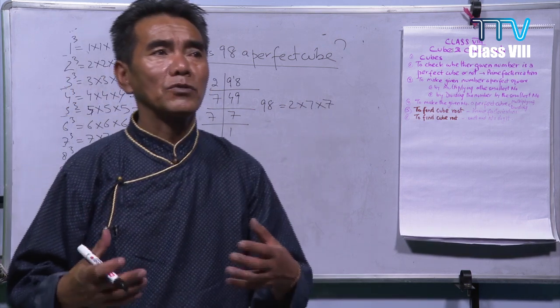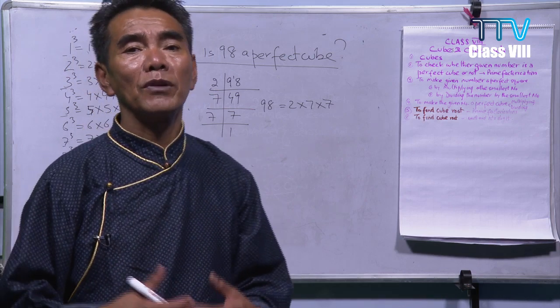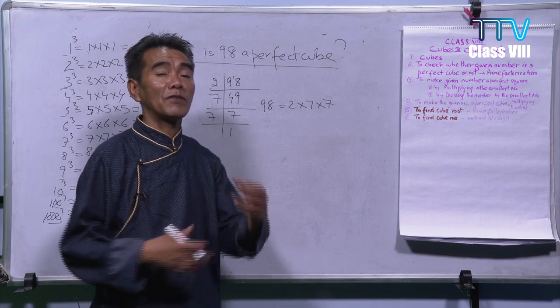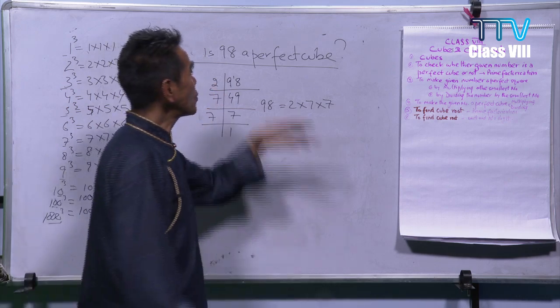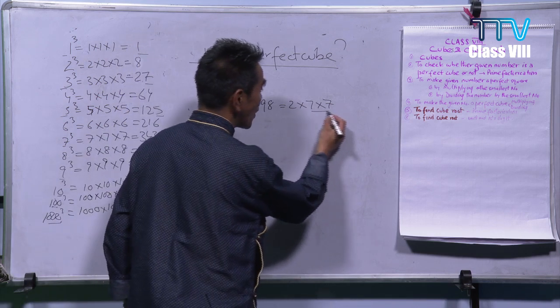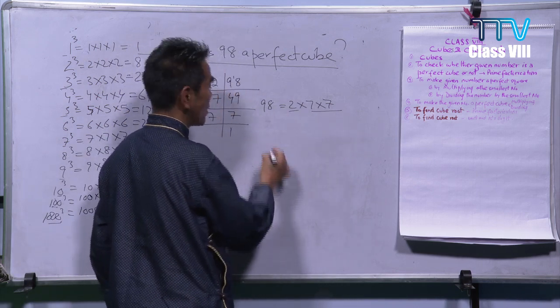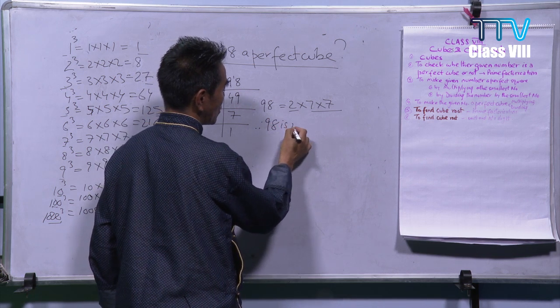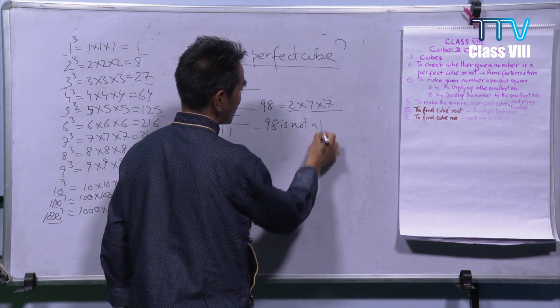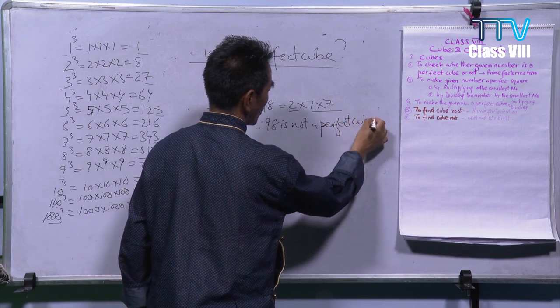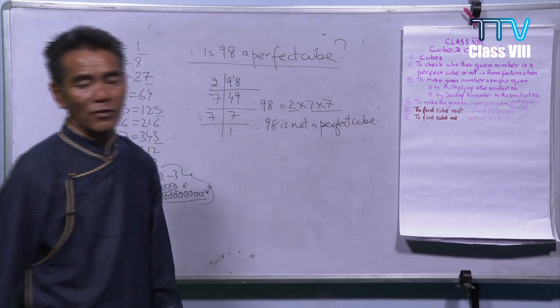For a perfect square root, each prime factor must appear in pairs. For a perfect cube root, each prime factor must appear in triples. Here 7 appears twice and 2 appears once, therefore 98 is not a perfect cube.